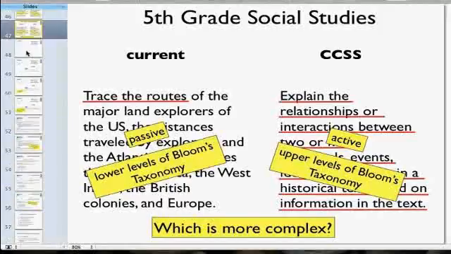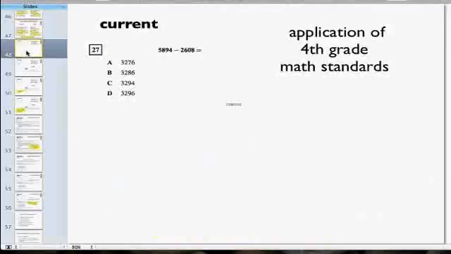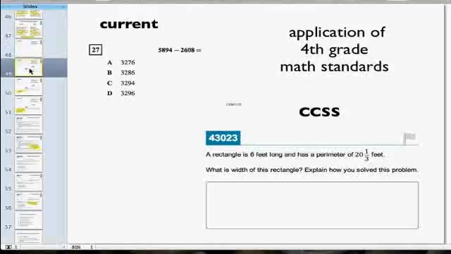So here's a couple of math examples. Here's a current, this is a released item from a standardized test for a state in math, 4th grade mathematics, basic subtraction and a choice, as opposed to this, which is a released item from the Smarter Balanced Assessment Consortia.